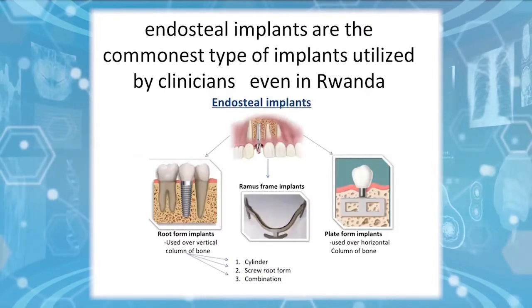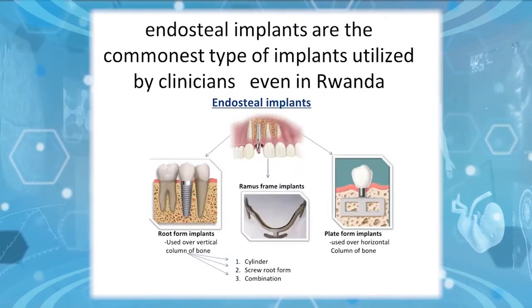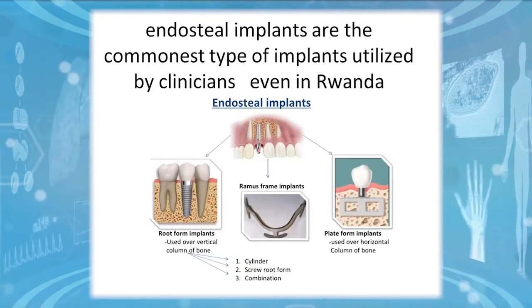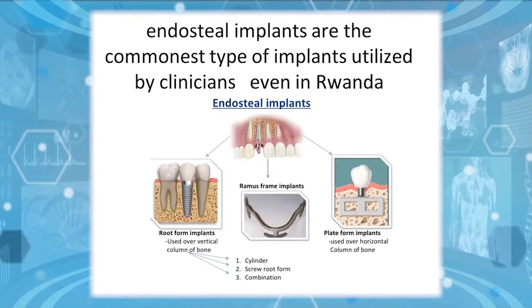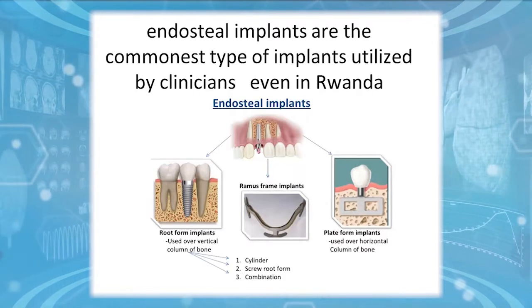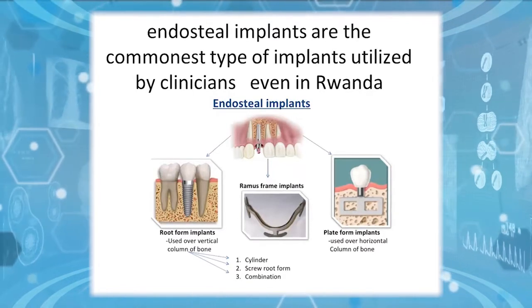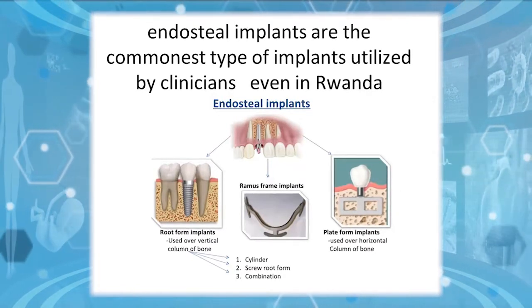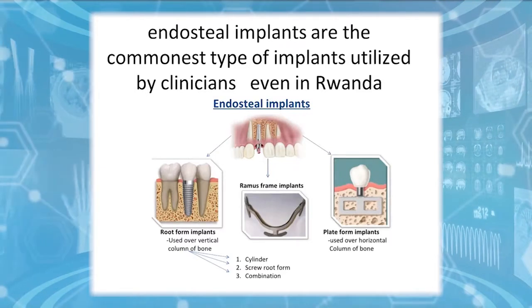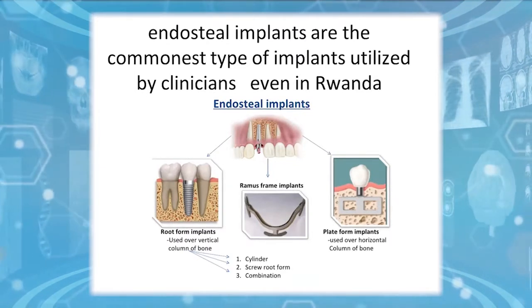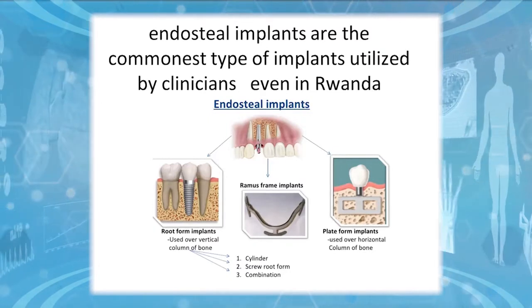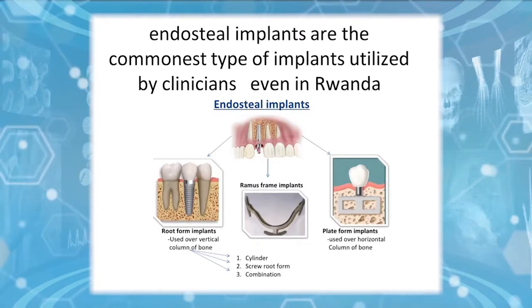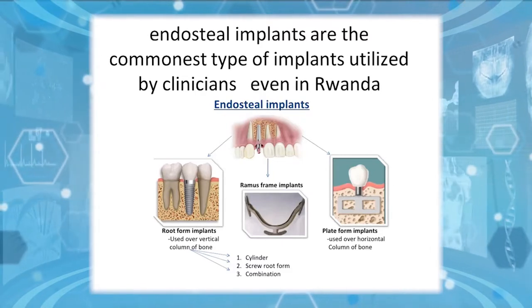Industrial implants are the commonest type of dental implants utilized by clinicians, even in Rwanda. And we have 3 types: cylinder, screw or root form, and the combination. Regarding the root form implants, they are mainly used when there is a vertical column of the bone missing.